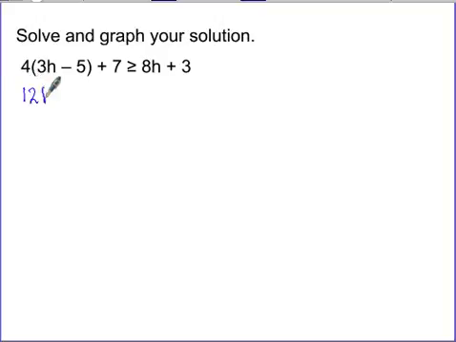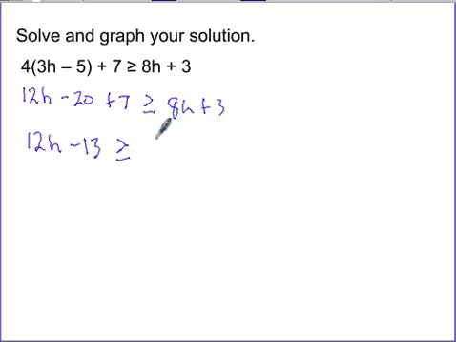So that would be 12h minus 20 plus 7 is greater than or equal to 8h plus 3. Now I can combine terms right here. So 12h, negative 20 plus 7 is negative 13, is greater than or equal to 8h plus 3. Now I can solve. First step, minus 8h and plus 13.